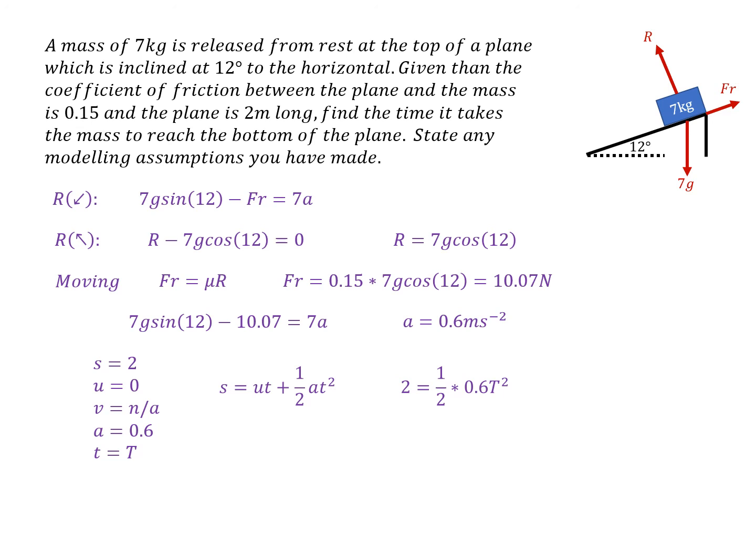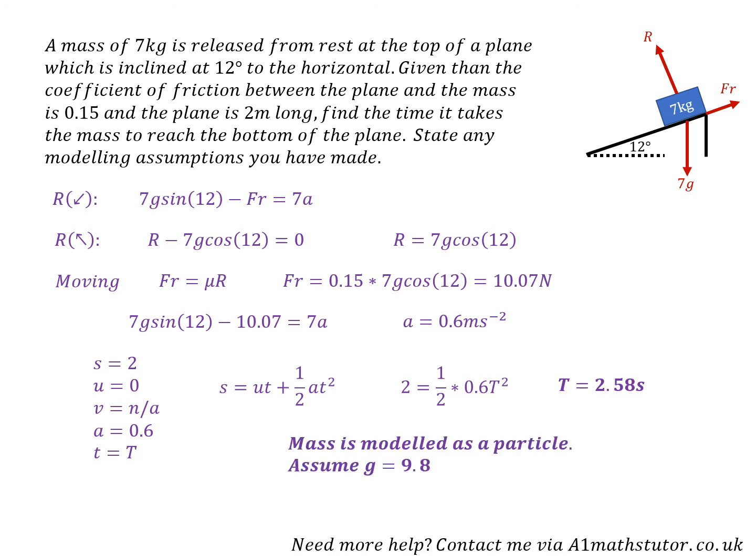So putting the values in, u is 0. I can then calculate t to be 2.58 seconds. Quite a slow progression to the bottom of the ramp, perhaps. So my assumptions are that the mass is a particle and that g is 9.8. So there we are.